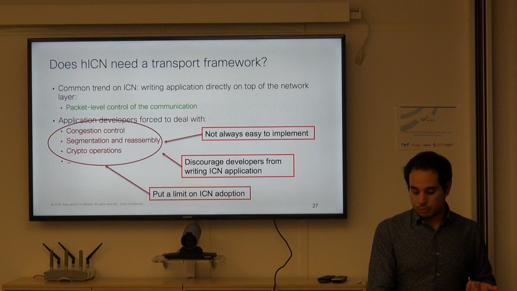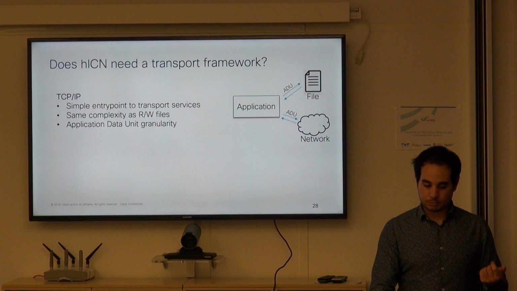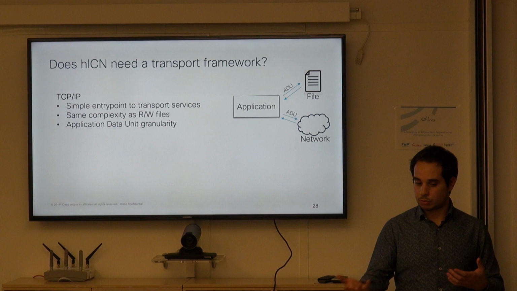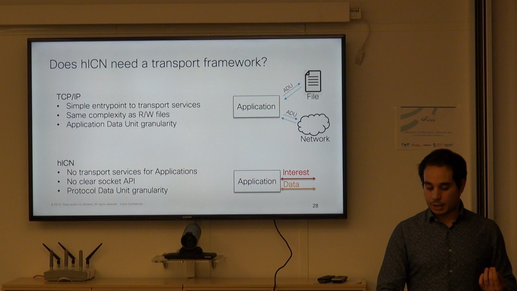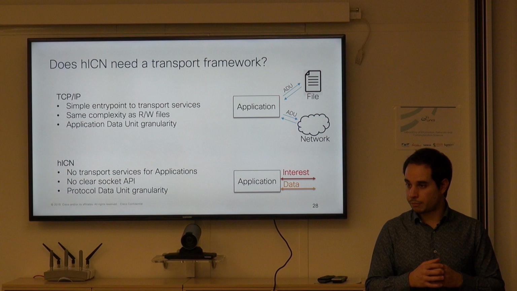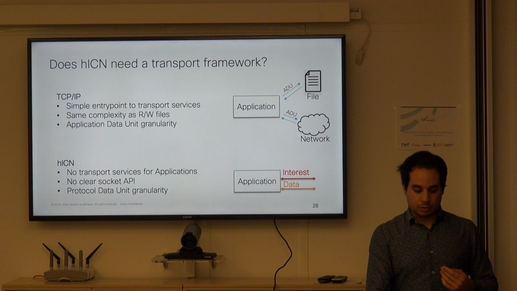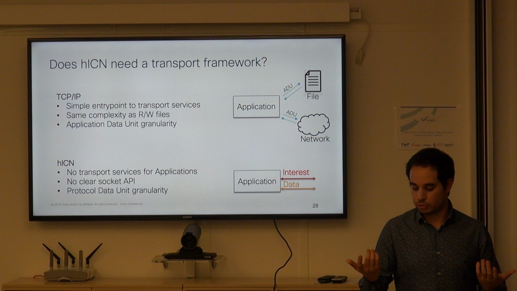So we believe that one of the main reasons for the success of this approach is the fact that applications were able to write a piece of data to the network as if they had written into a file. So basically for an application, there is no difference between writing a piece of content into a file or into the network, thanks to the socket API. For ICN, unfortunately, it's not the case, because applications usually send interests and exchange data and they need to deal with a lot of problems given by the fact that there are no clear transport services and API for ICN. In particular, applications are forced to work with a protocol with a unique granularity, which means that nowadays we have an application which is sending and receiving IP packets, which is almost never the case.